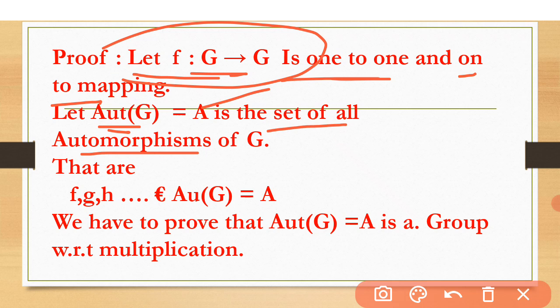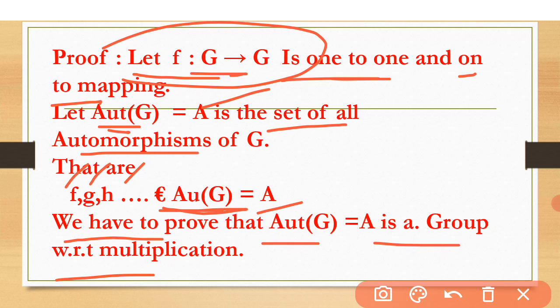Now, because we have a set, we have to prove whether that set is a group or not. We will apply all four properties: closure law, associative law, identity should exist, and the inverse of every element should exist. Then that set is called a group. Let's suppose that f, g, h are elements of Aut(G), equal to A. We have to prove that A is a group with respect to multiplication.